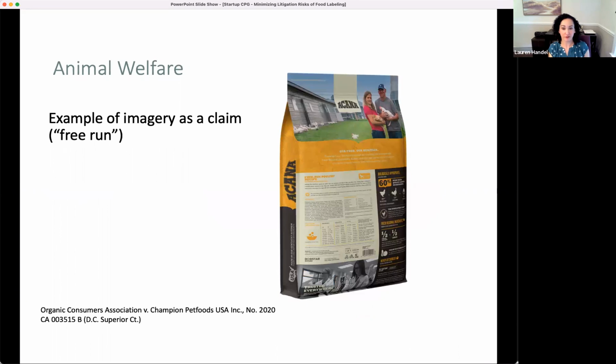Here's an example of pet food where products were labeled with this free-run poultry, and there's an example of imagery as being a claim. So there were the words free-run on the packaging, but also this picture of this really beautifully manicured green lawn with chickens running around, when in reality, the chickens never leave a building. They're always indoors. So they're free run because they're not in a cage, but they're not actually out on grass.